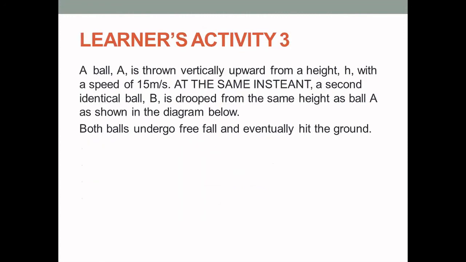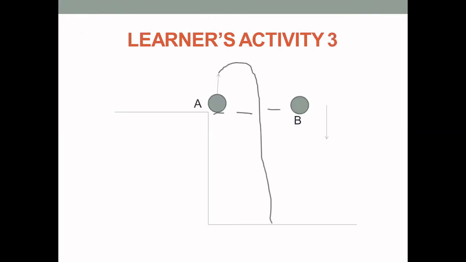Okay, learners activity number 3. A ball A is thrown vertically upwards from a height h with a speed of 15 meters per second. At the same instant, a second identical ball B is dropped from the same height as ball A, as shown in the diagram below. Both balls undergo free fall and eventually hit the ground. So we have the motion there. The first ball is ball A, which is thrown from that height. Then we have B.